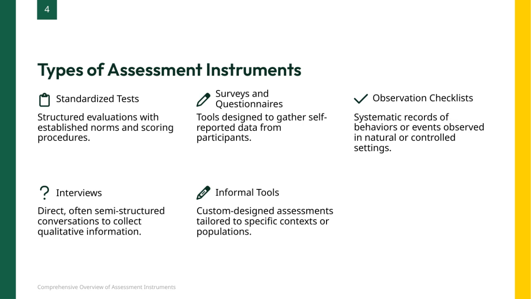Observation checklists come next. They involve systematically recording behaviors or events as they occur, either in natural settings or more controlled environments. Interviews provide a more direct approach, often semi-structured, allowing for in-depth qualitative insights through conversation. Finally, informal tools are custom-designed assessments tailored to specific contexts or populations, offering flexibility to meet unique needs. Understanding these various instruments helps us choose the best approach for collecting meaningful data.